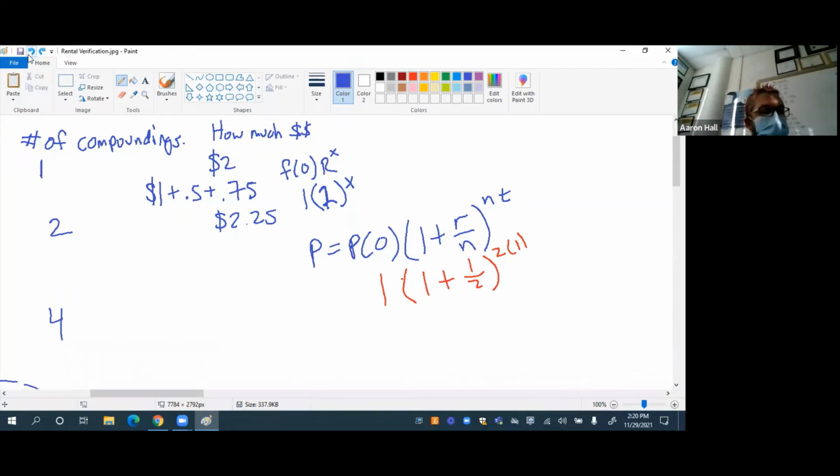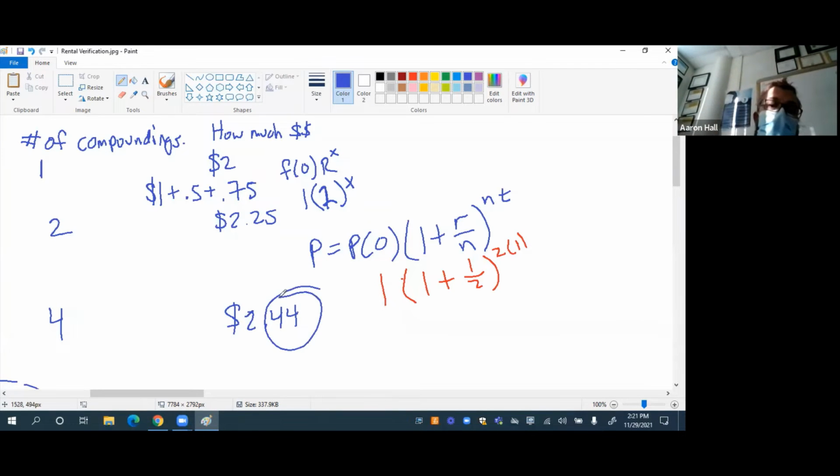Or did everybody put their calculators away? If we compound 4 times a year, we're plugging in 4 here and 4 here, and this is still 1, and this is still 1. What is it? Okay, so we get 2.44. All right, so if we compound every quarter, instead of $2, you're getting $2.44.